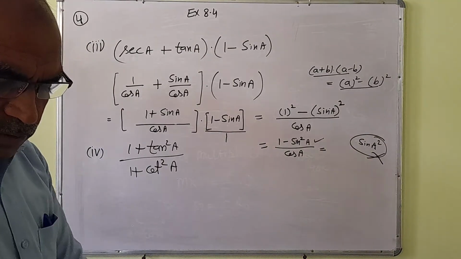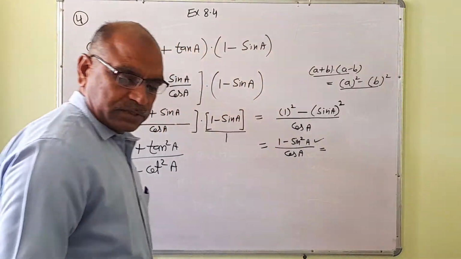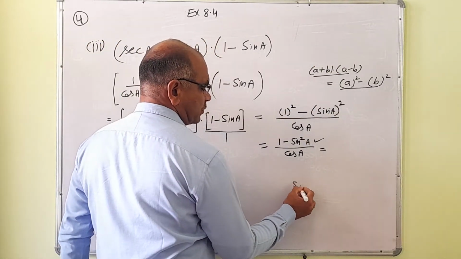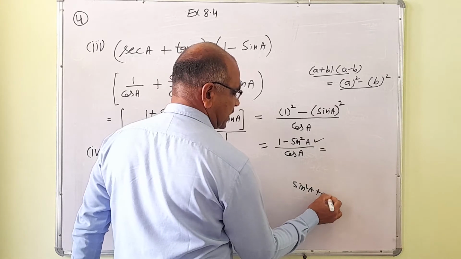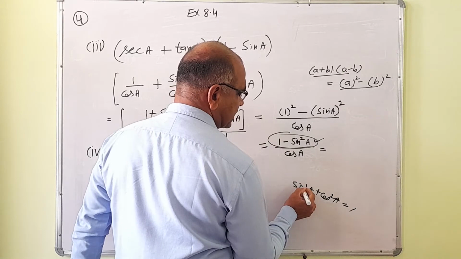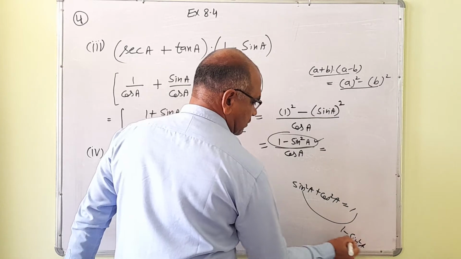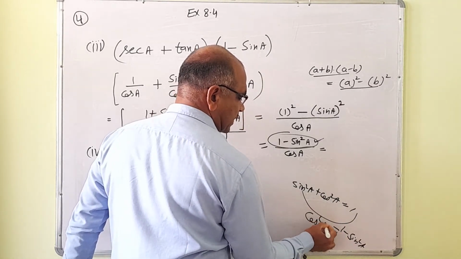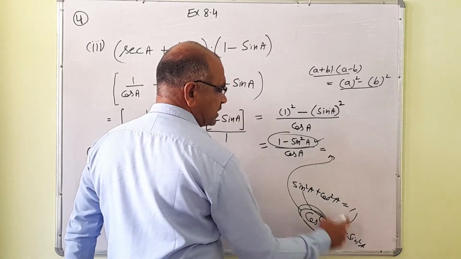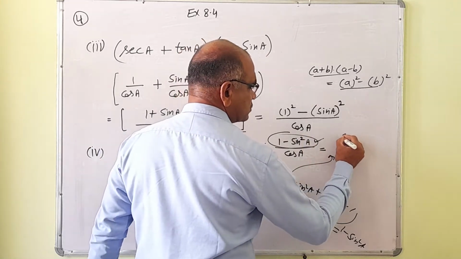This is a small formula again. Our first formula is sin square A plus cos square A equals 1. We can see here 1 minus sin square A. 1 minus sin square A gives cos square A. You can write cos square A. 1 minus sin square A is visible, so we can replace this by cos square A.